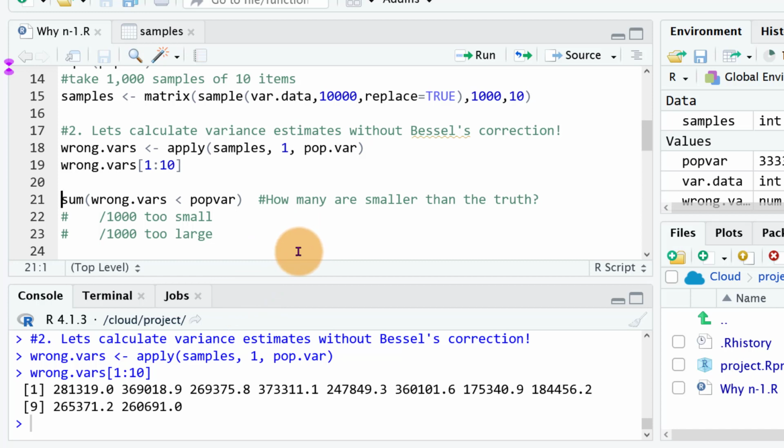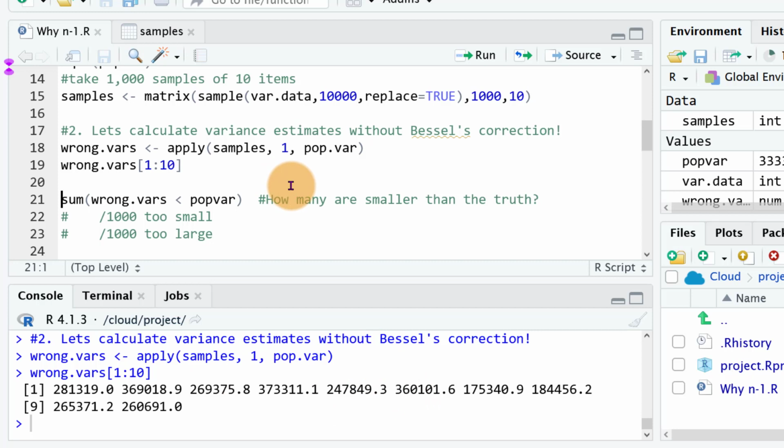Now keep in mind that the truth was around 333,333. So this one's too low, this one's too high, too low, too high, too low, too high, too low, too low, too low. Now if those first 10 are any indication, most of these are too low.